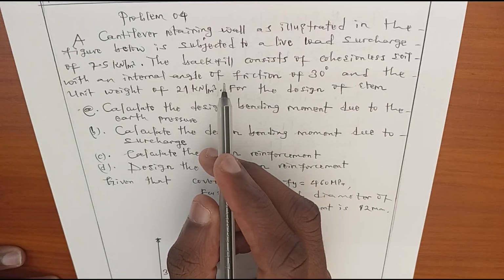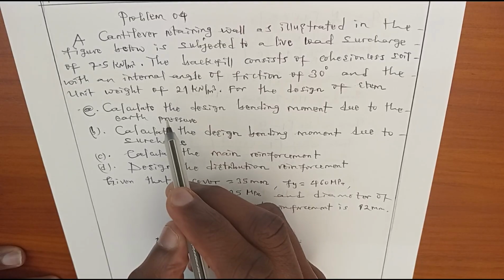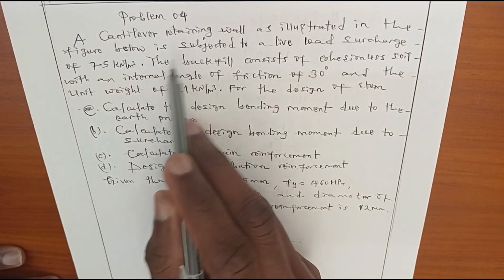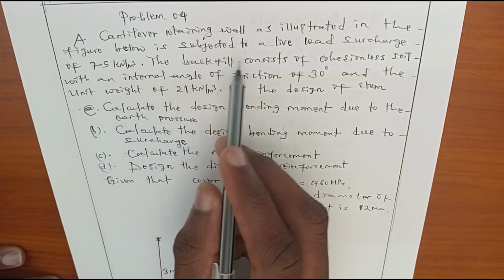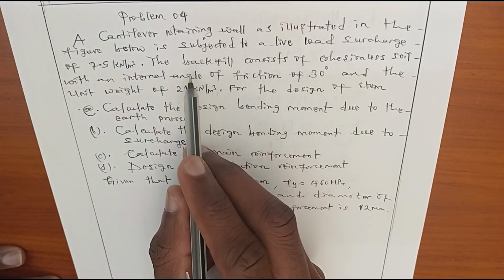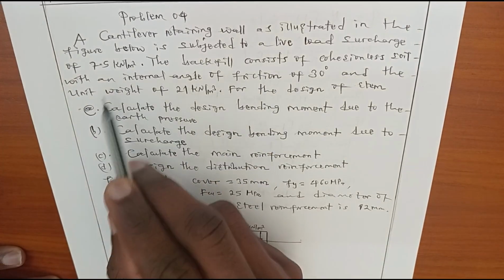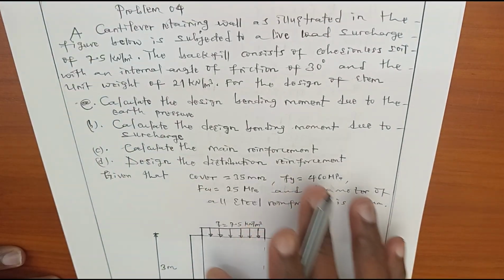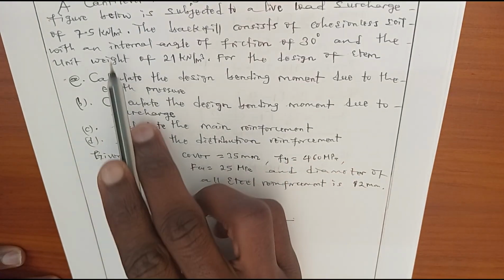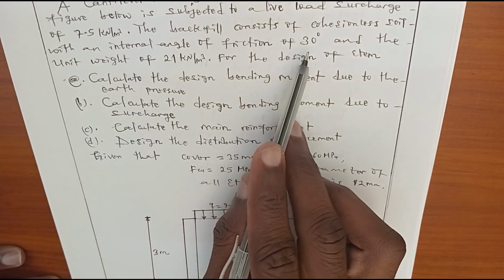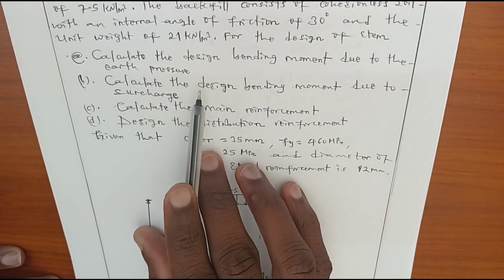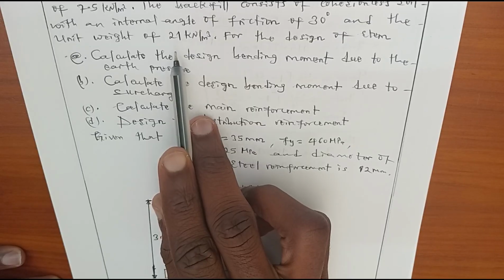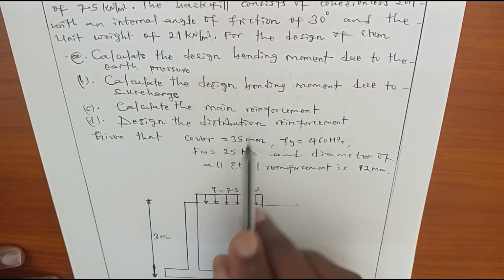In this video, we'll be learning how to design a cantilever retaining wall which is subjected to a live surcharge. Now, let's go directly into our problem, which states that a cantilever retaining wall is subject to a live surcharge of 7.5 kN per meter square. The backfill consists of cohesionless soil with an internal angle of friction of 30 degrees, and the unit weight of soil is 21 kN per meter cube.